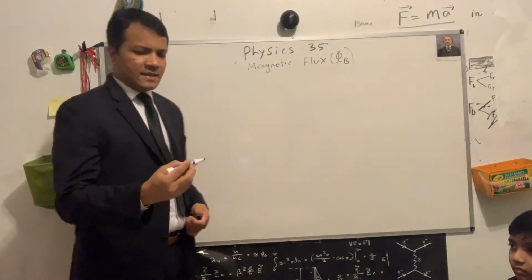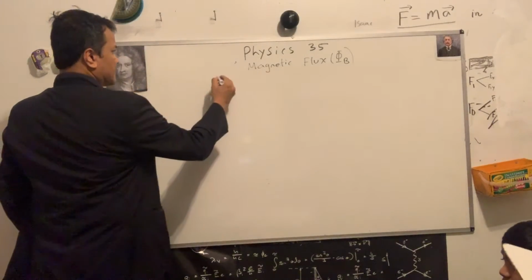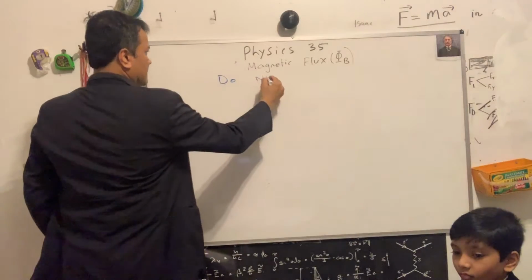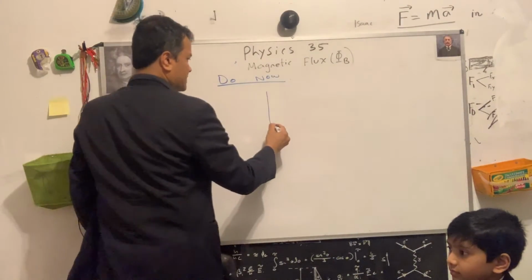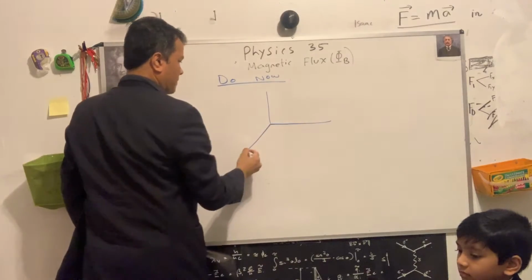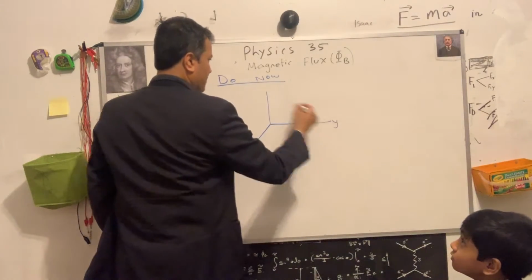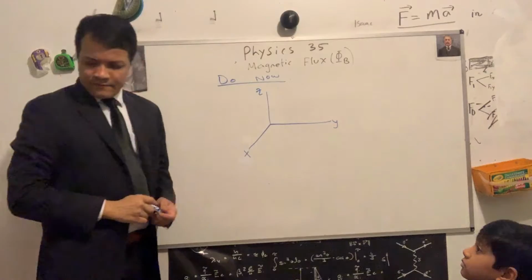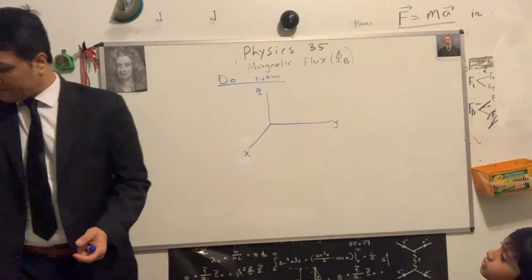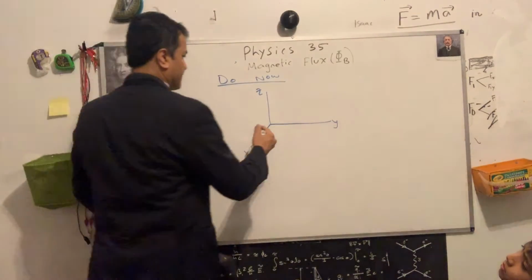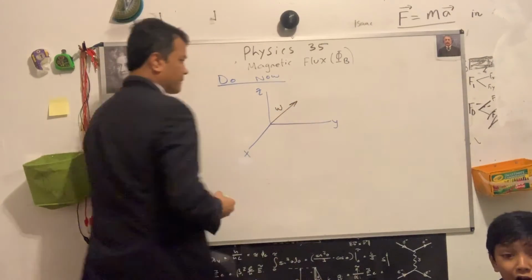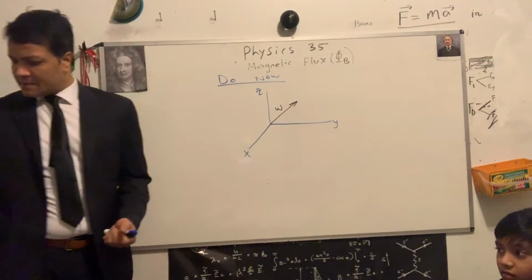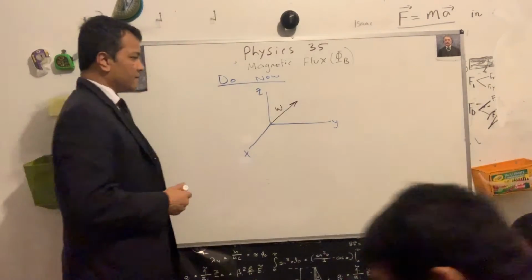Okay, so let's get started with the do now. Let's have X, Y, and Z, and let's have two vectors. Let's call one vector W and the other vector V.